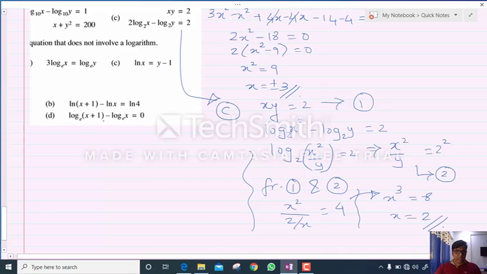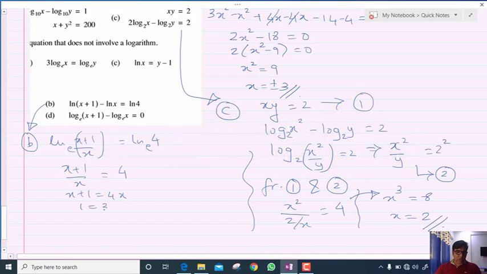Done. Okay. Next, if you want either of the sums, say any one of them, should I work with B? Okay, B. Here I have B. So here what you get is ln x plus 1 upon x, and ln means to the base e, right? Is equal to ln 4. You don't have to write it, that's just for your understanding. Taking anti-log, I get x plus 1 upon x is equal to 4. So x plus 1 is equal to 4x. So next it becomes 1 is equal to 3x. So x is equal to 1 by 3.